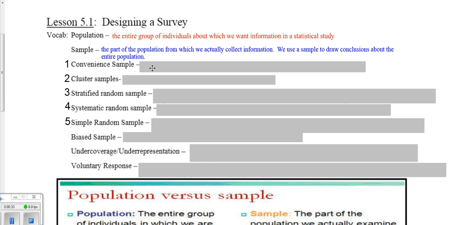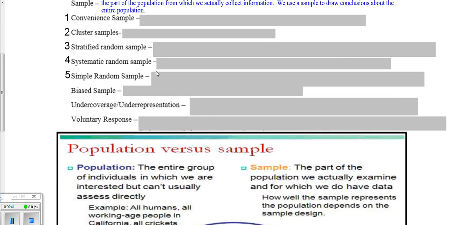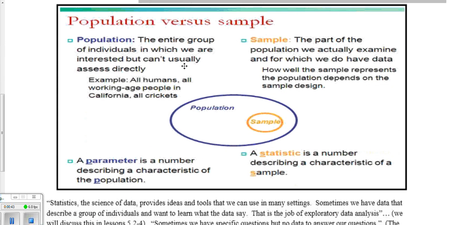A population is the entire group of individuals about which we want information in a statistical study. A sample, on the other hand, is just a part of the population from which we actually collect the information. We use a sample to draw conclusions about the entire population. So down here, this graphic will show you the difference between a population and a sample.